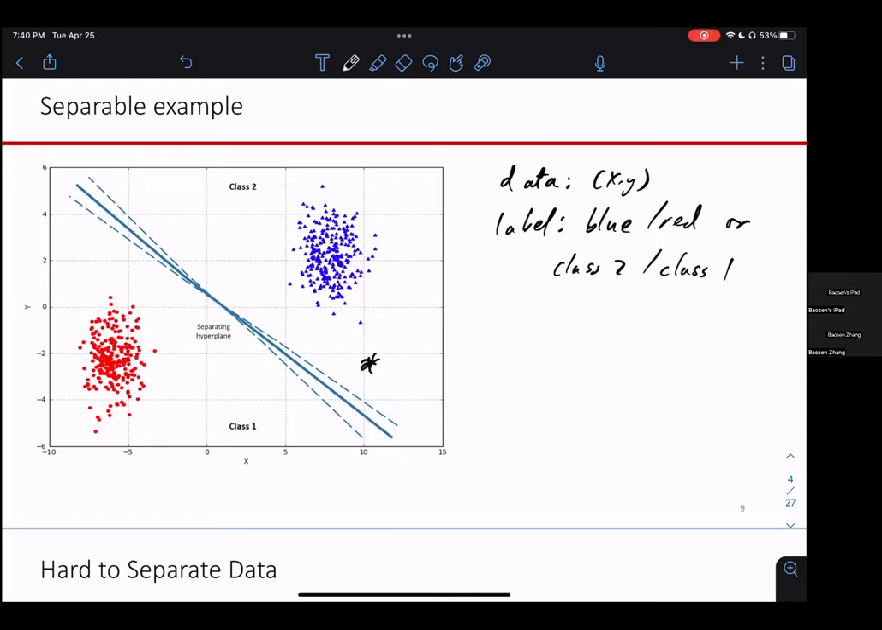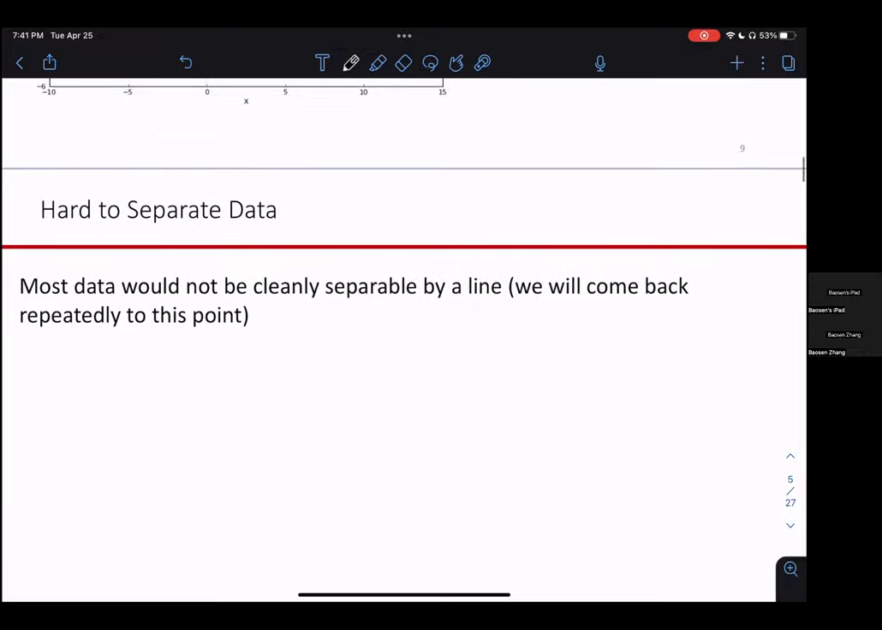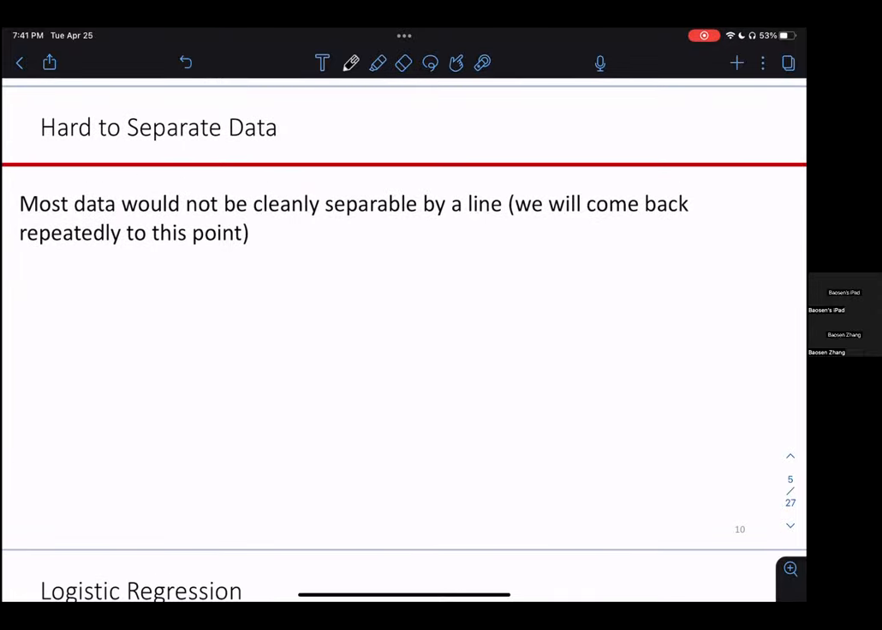Okay, so things being linearly separable is very easy. Most data are not going to be separable so easily. Most data are not exactly separable by a line. There is a very classical example that shows you the limitations of using a line to separate data, and that classical example is the XOR function.